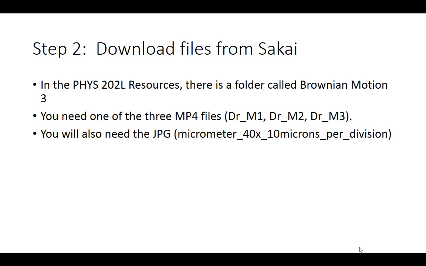Okay, so step 2, you need to get the files from Sakai. Before I left, I put up onto Sakai 3 MP4 files and 1 JPEG. They're all in a folder in the resources folder called Brownian Motion 3. Guys, I didn't get through looking at your videos, so I just chose 3 of mine. We're going to work with Dr. M1 today.